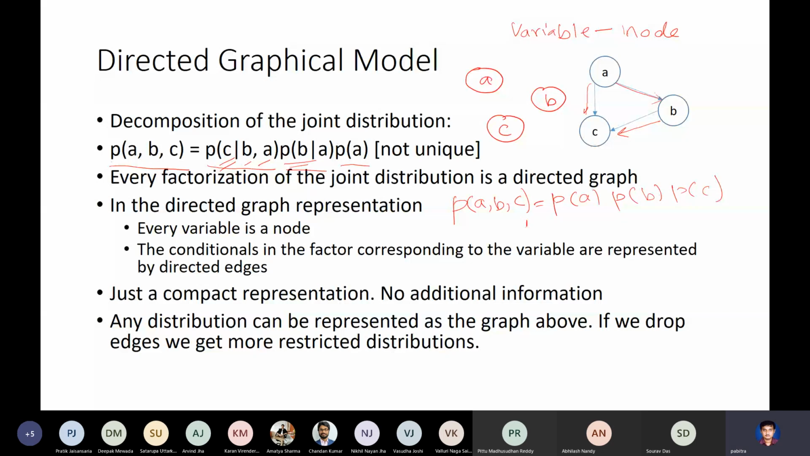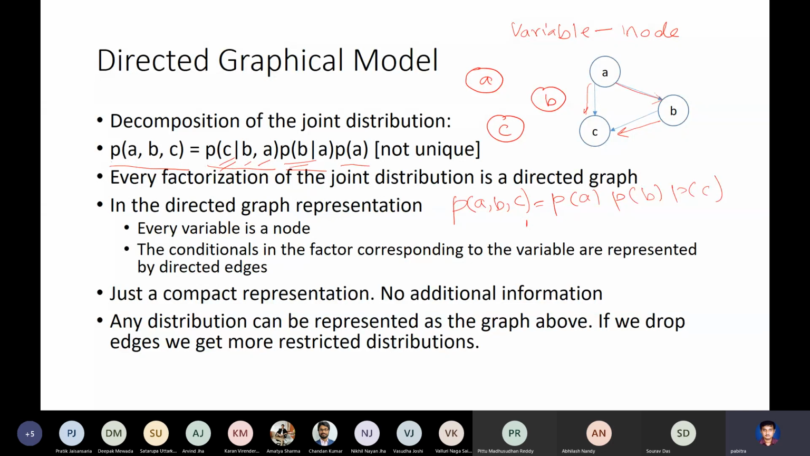And note that this is just a representation. This doesn't give any additional information about the distribution besides the factorization. It only is a graphical representation of a factorization, nothing more, nothing less.